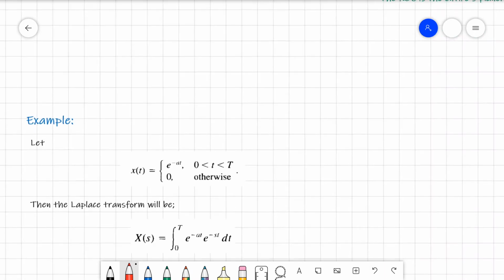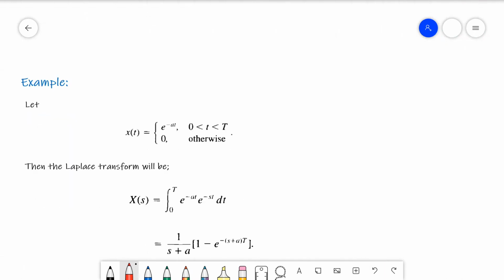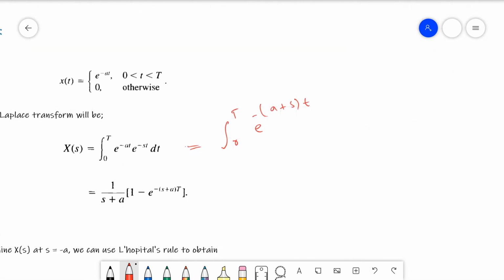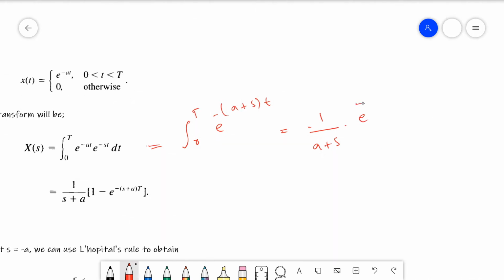So let's do an example. Let's suppose we have x of t. The x of t is a finite duration from 0 to T. Then the Laplace transform of x of t will be x of s, the integral of e raised to the power minus at, e raised to the power minus st. We can write it as the integral from 0 to T of e raised to the power minus (a plus s) t, and if we take the integration, this will be just minus 1 over a plus s multiplied with e raised to the power minus (a plus s) t, and the limits are T and 0.